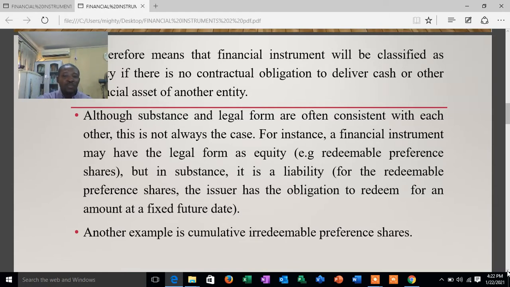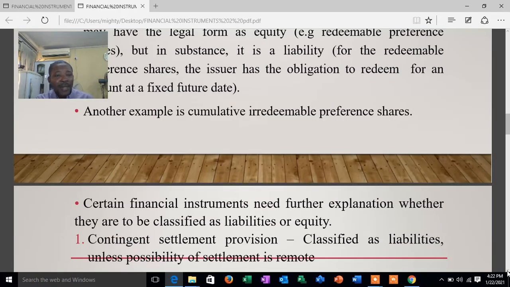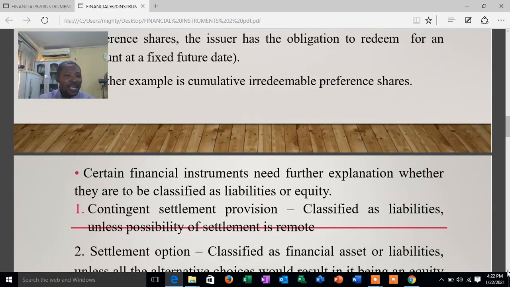And so therefore, it will be regarded not as equity, but simply as what? As financial liabilities. And that is the general rule. That is the general classification that we know. However, there are certain financial instruments that need further explanation, whether they should be classified as liabilities or as equity.